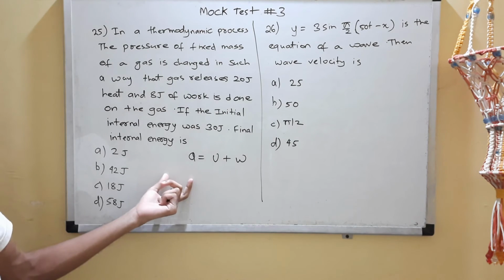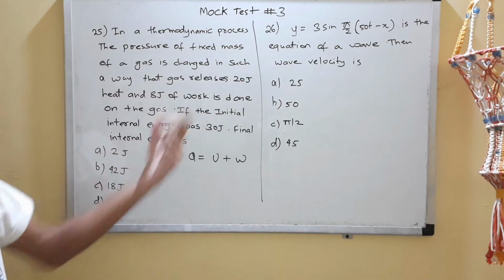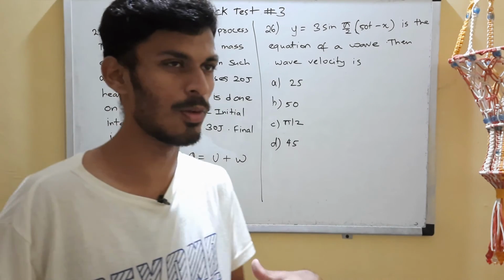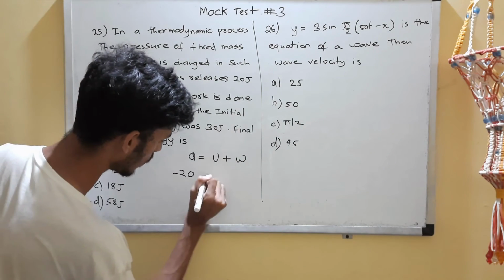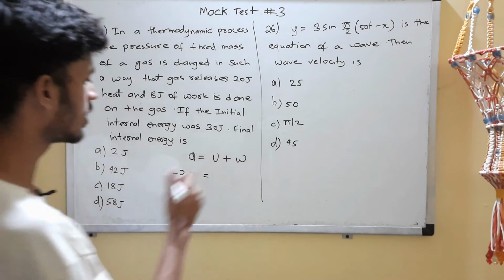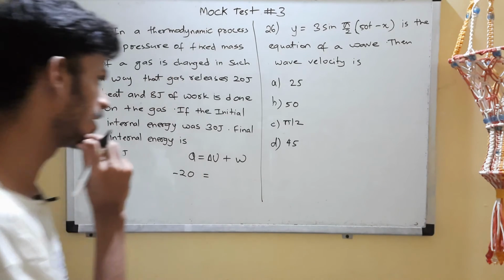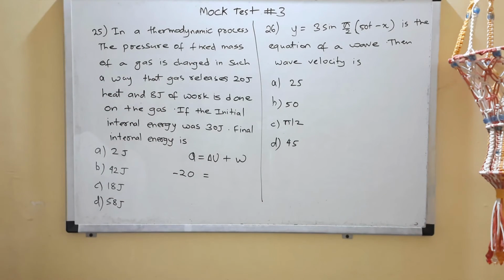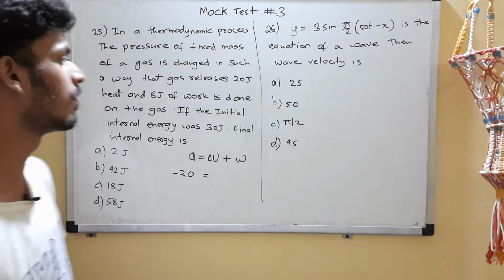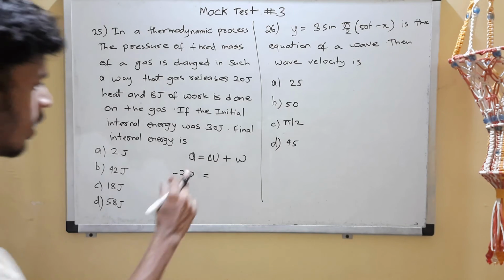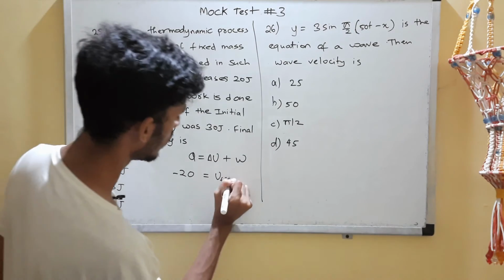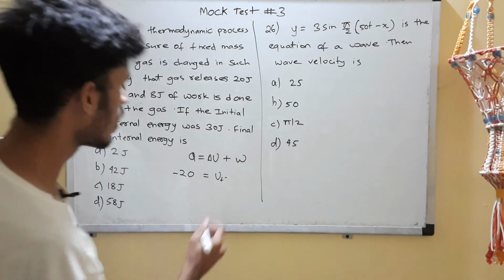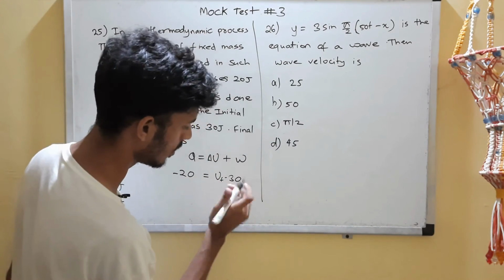So if you see, 20 joules of heat is released. When heat is released, it is negative, so minus 20 joules over here. The change in the internal energy is basically changing due to the exchange of heat. So we can write the change as U final minus U initial. U initial, if you see, is 30 joules.